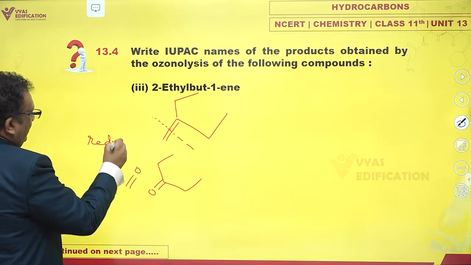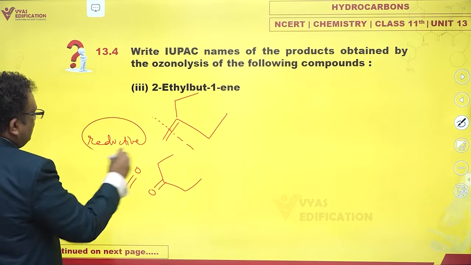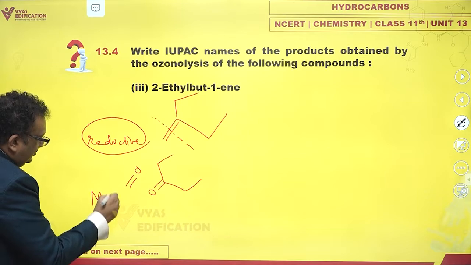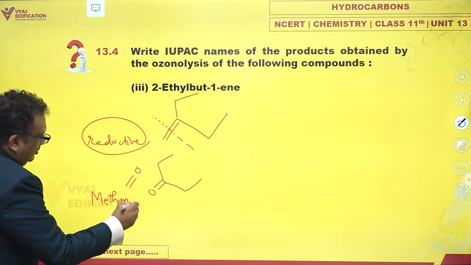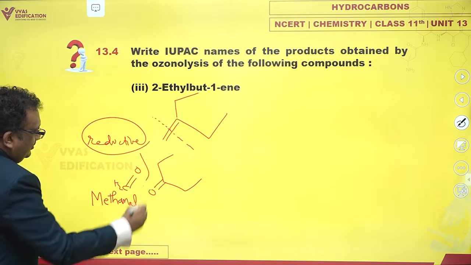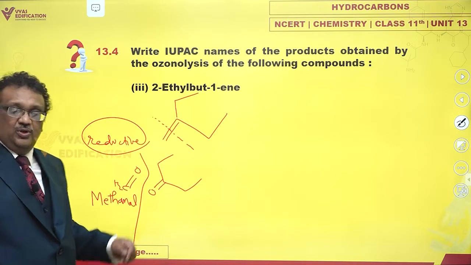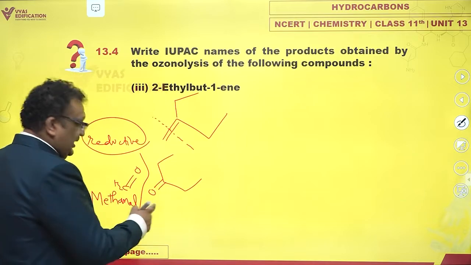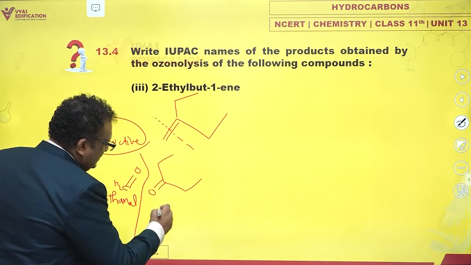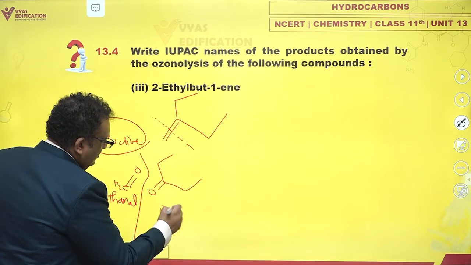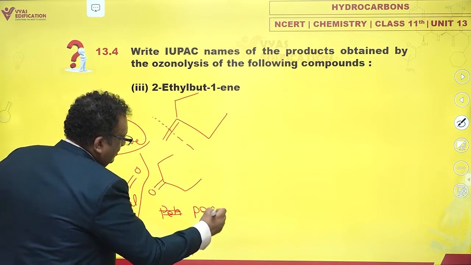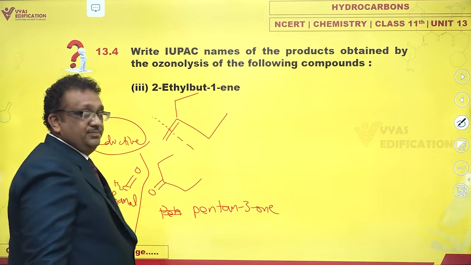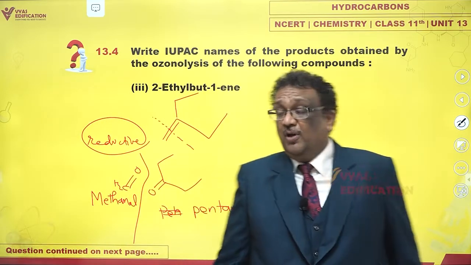What is this? If I have reductive ozonolysis, I would obtain methanal, or formaldehyde. This is CH2=O, sorry, CH2 double bond O. And this is an aldehyde, of course. And this is pentane, 3-pentanone. Okay. And what about oxidative?